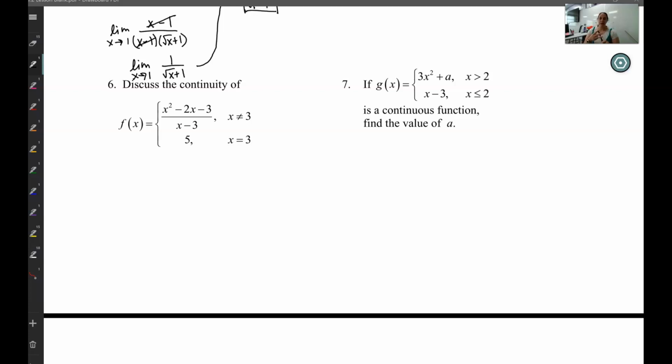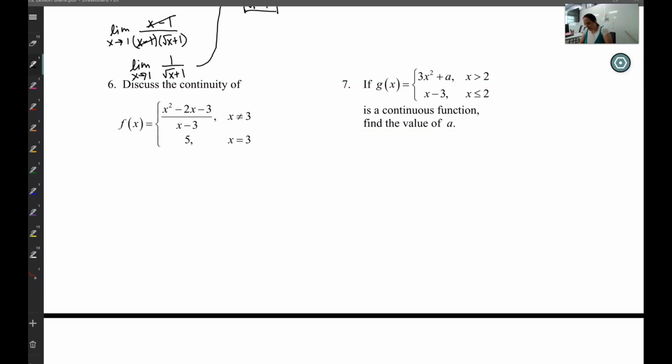We have three main types of discontinuities we talk about. We have a jump discontinuity, a hole discontinuity, and an asymptote discontinuity. The only one of those that is a removable discontinuity is a hole. Jump and asymptotes are not removable. So we're going to discuss the continuity of this function.